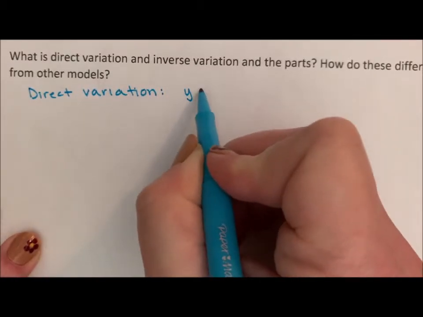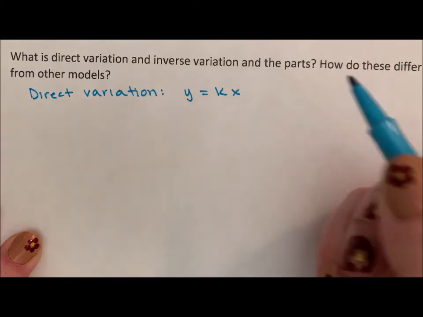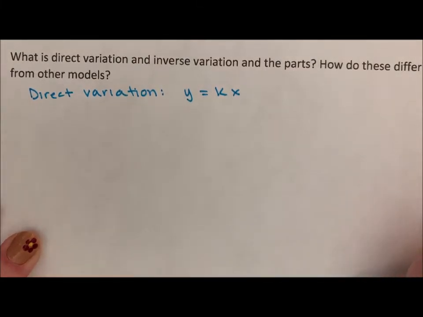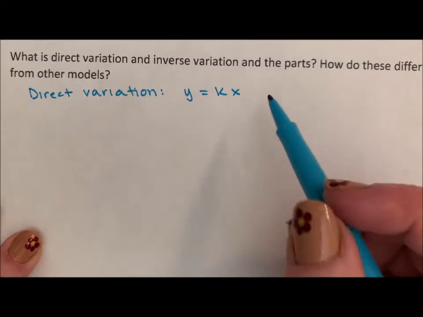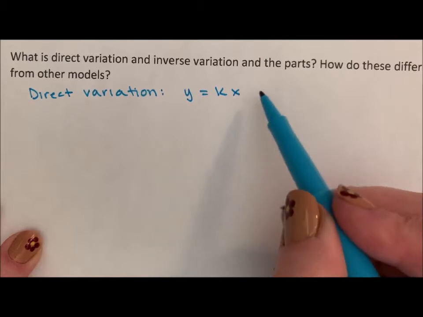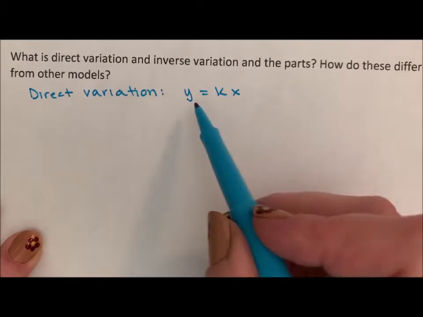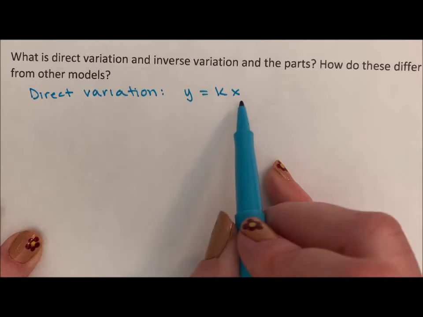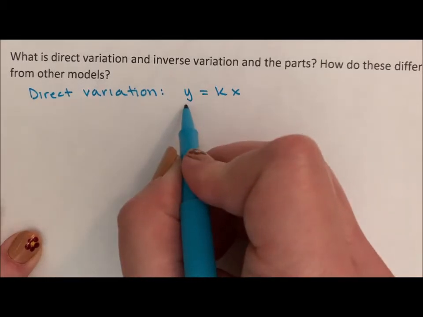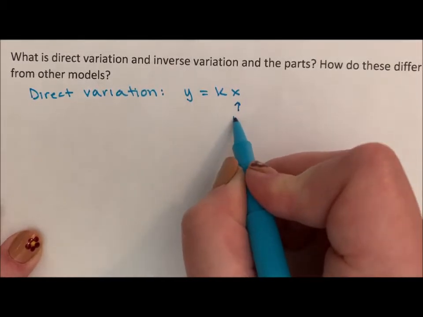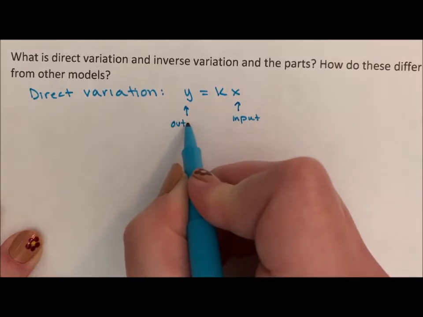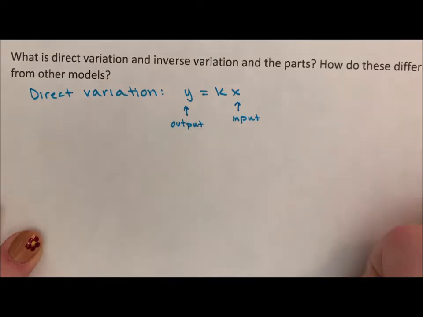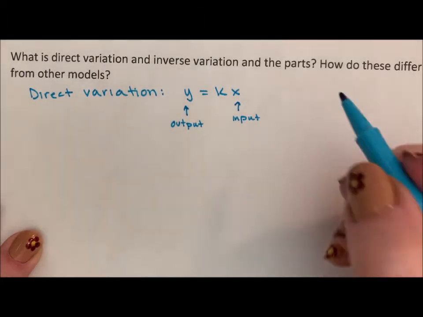that would be y equals kx. It looks linear without the plus b, and it's not. It can be used for other models, but it does not have a plus b. If you have a plus b, it is not direct variation. The idea of direct variation is that your two variables, your input and your output, increase and decrease together.